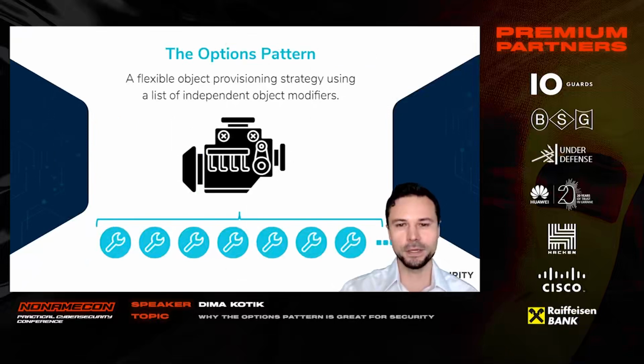The options pattern is a flexible object provisioning strategy using a list of independent object modifiers. Those are typically functions. Imagine your application is an engine and you will have a list of tweaks applied sequentially to your engine, each one helping with one or two parameters in isolation to get our application ready to run in production in a secure way.